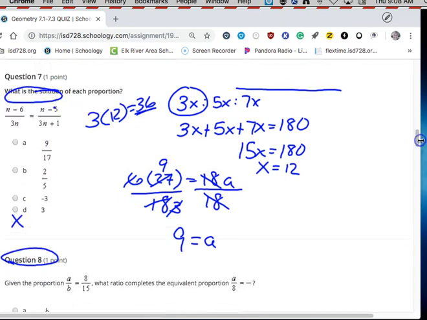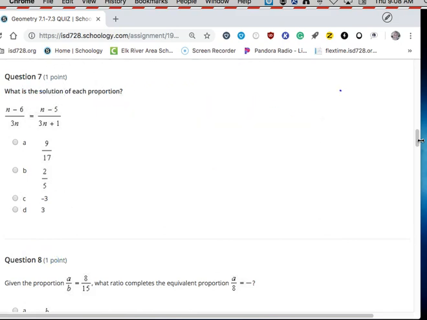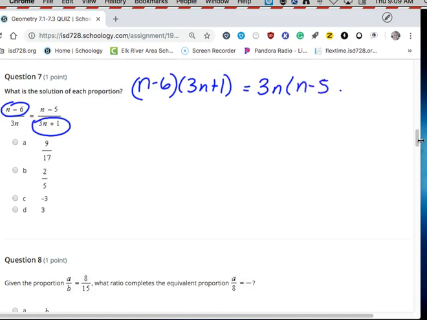In problem 7, we have an extended ratio, another ratio, so this one's a little bit more involved. We have n minus 6, and when I do this multiplication, I'm going to multiply these two together. 3n plus 1 is equal to 3n times n minus 5. Now I've got 3n squared. My outside is n and negative 18, so negative 17n, and minus 6 is equal to 3n squared minus 15n.